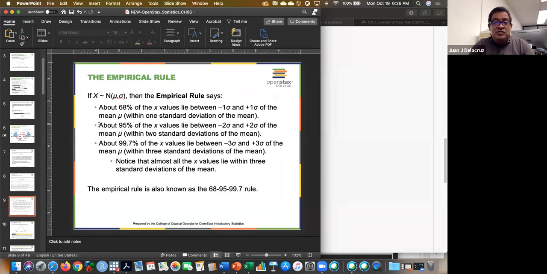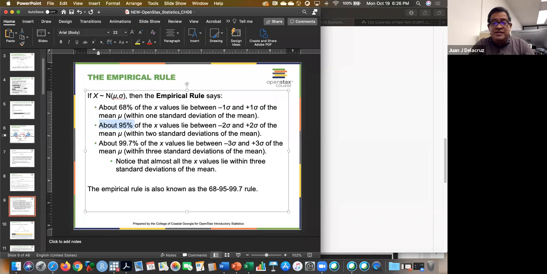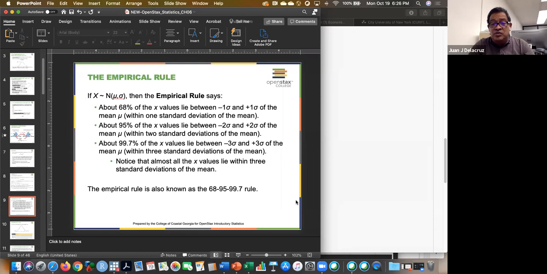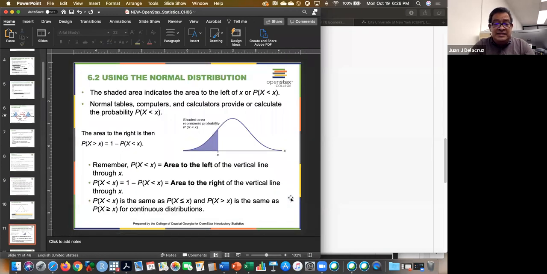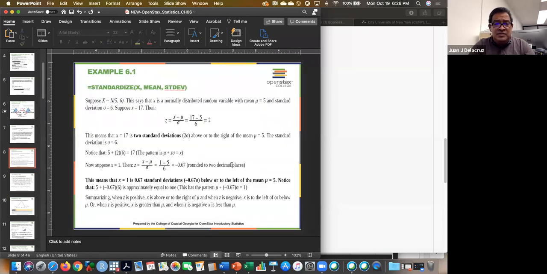I mentioned this is very important, 95%, because those values that are beyond -2 and +2 standard deviations happen to be unusual, and those values that fall between -2 and +2 standard deviations are usual. So we have this little thing here. I think we passed it already.